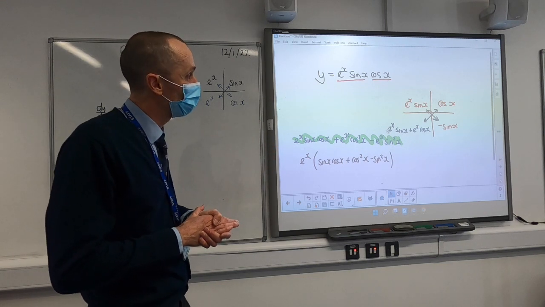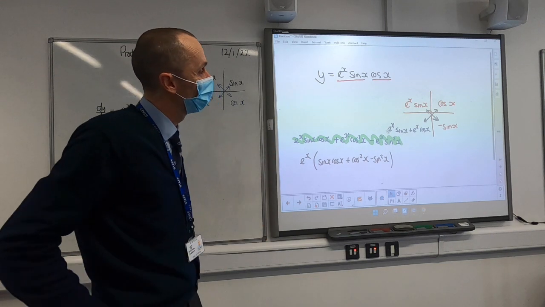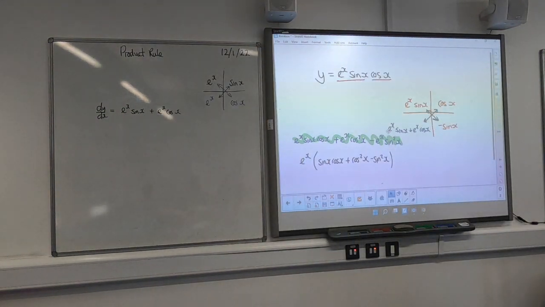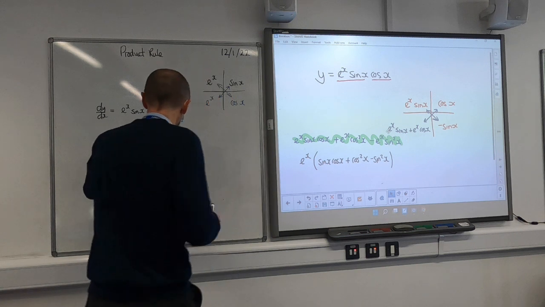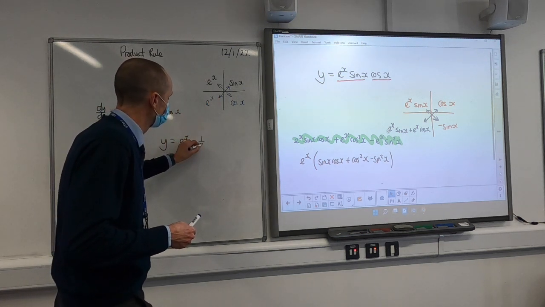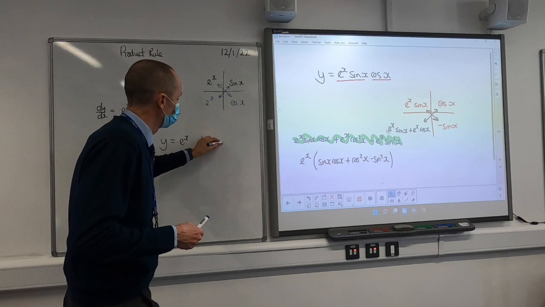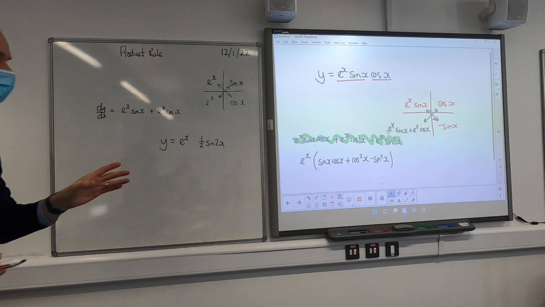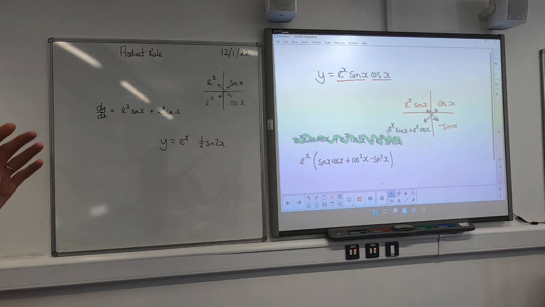And I don't know if any of you spotted right at the beginning, I could have written that question as, we're not going to do it this way, but I could have written that question like this. Because this is a half of sine 2x. Sine 2x is 2 sine x cos x.